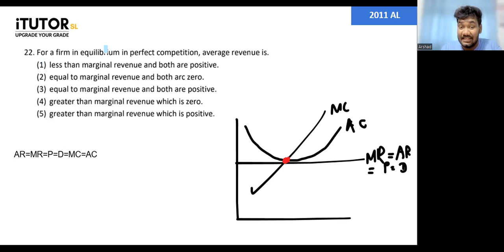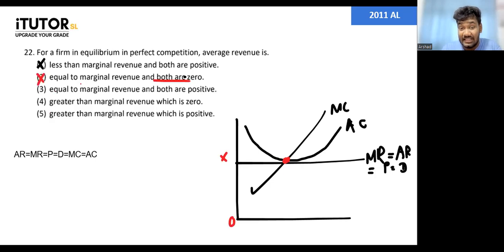Okay, so think, what can we say? Look at the answers. At equilibrium, average revenue is less than marginal revenue. Is the average revenue less than marginal revenue? No. Average revenue and marginal revenue are equal to each other, not less than. So first one, no. Equal to marginal revenue, and both are 0. Is it equal to marginal revenue or both 0? This is a small typing error here. Equal to marginal revenue, correct. But both are 0, that is wrong. You can't say both are 0, it's well above 0. 0 is here. So that is also wrong.